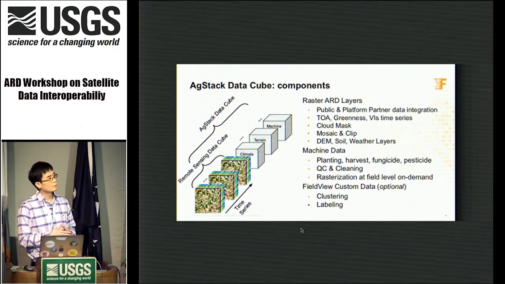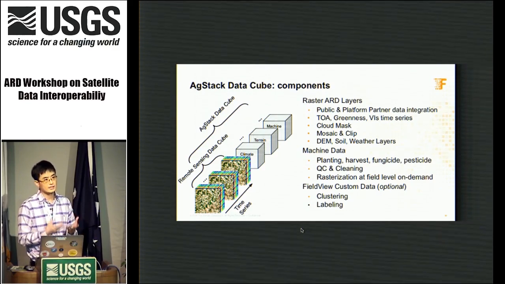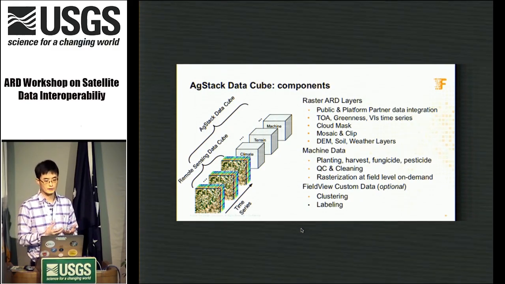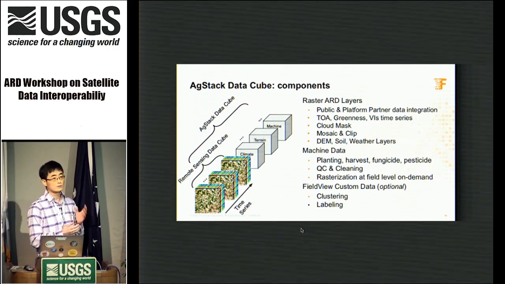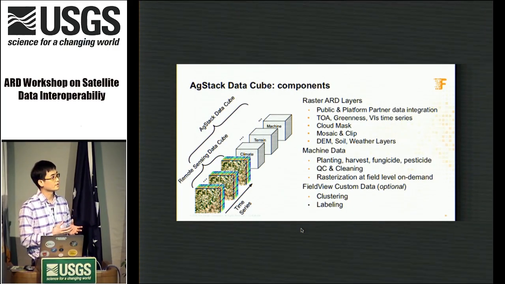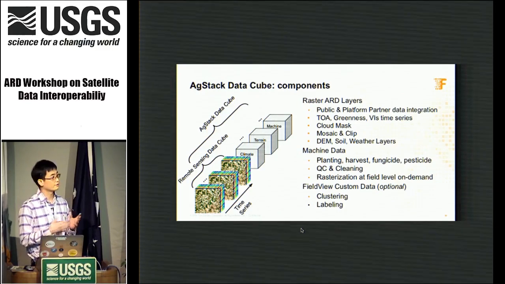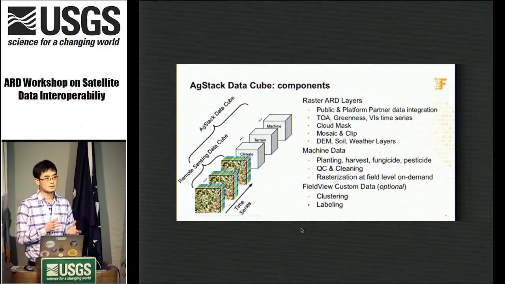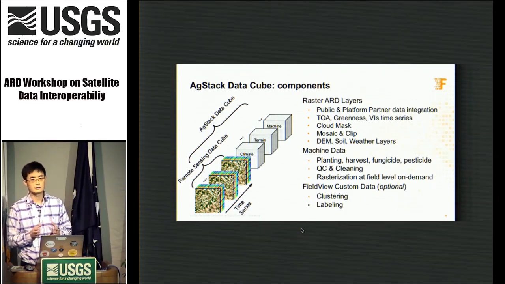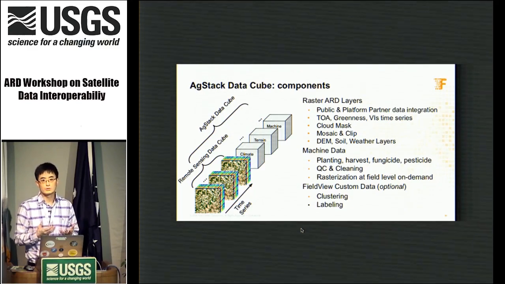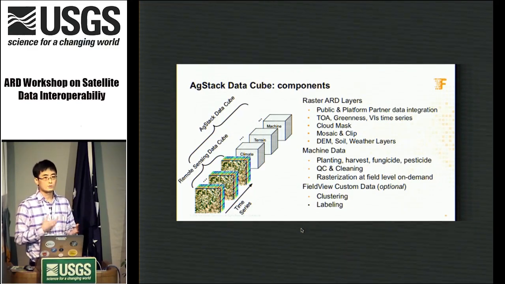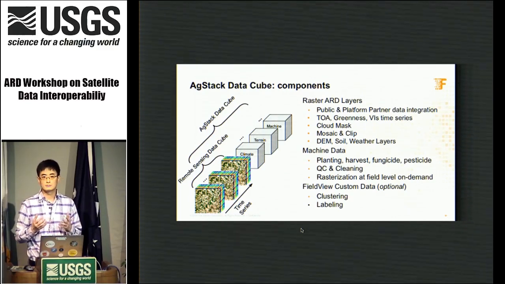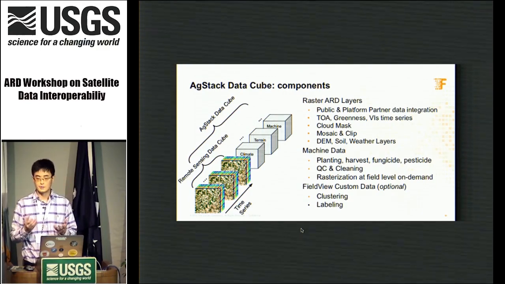So for the machine data, we have the planting and harvest data. We have the fungicide and the pesticide management. We need to specify how we do the quality control and cleaning, and do the restoration at the field level on demand. For the custom data, which provides important information at the field level, it will also be introduced in the future. So we need to know how to do the clustering and put it in like a label, so we can use machine learning models to drive them in the future.